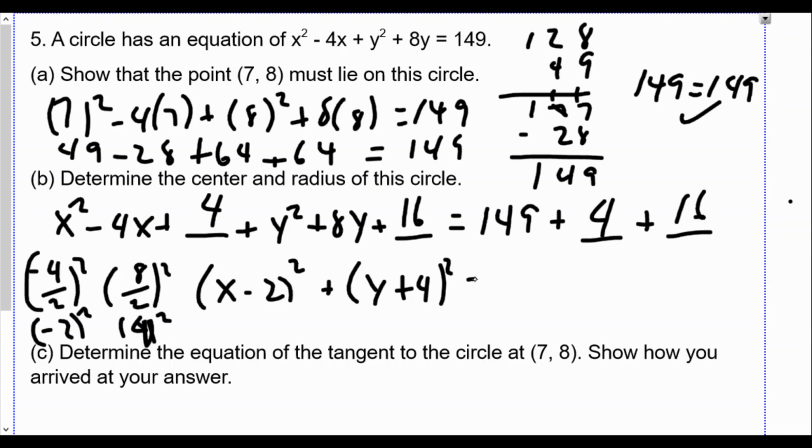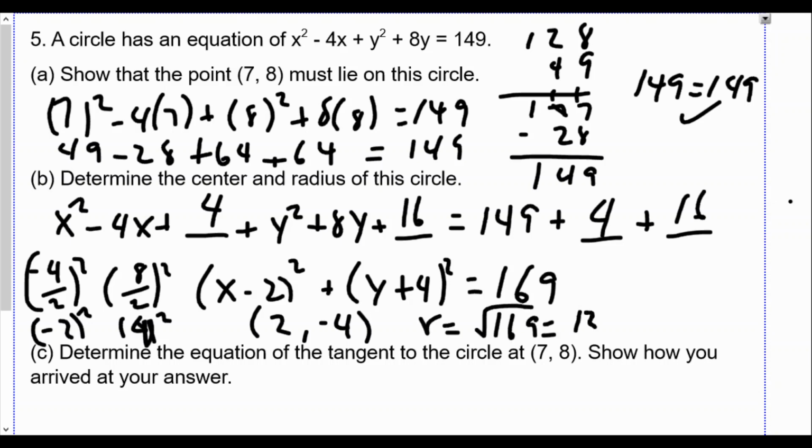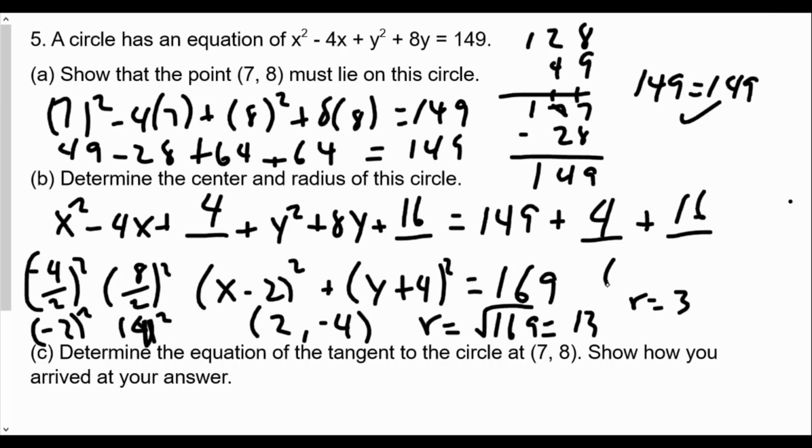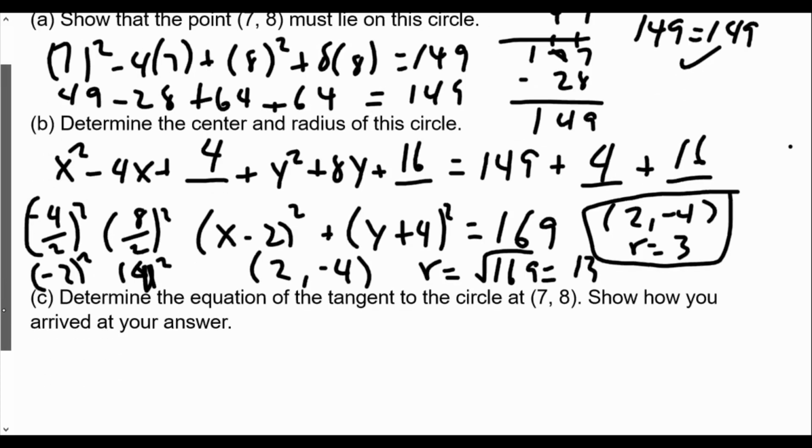Okay, and so on the right side we have 149 plus 4 plus 16, which is 169, because 4 plus 16 is 20, and adding that to 149 is 169. And then finally, that's the equation of a circle. Our center will be (2, negative 4). And our radius will be the square root of 169, or 13. So r equals 13. Our center is (2, negative 4). And if you're not sure how to do this, please consult the previous video on equation of circles.